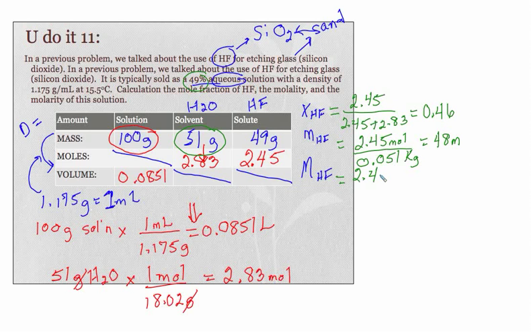Now to get my molarity, I need those same 2.45 moles. And this time I need liters of solution, and we were able to calculate that because we were given the density of the solution. And I get a 29 molar solution. So those are our 3 answers.